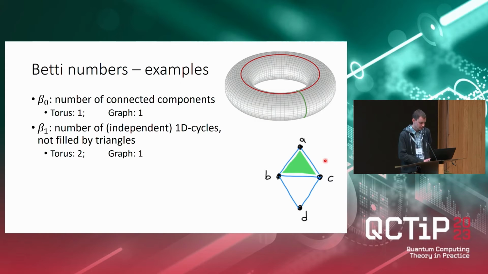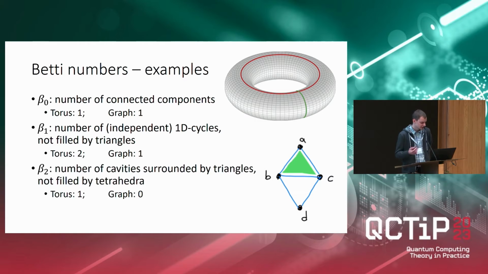And in our little example here, this triangle is filled by a triangle, so this is not a hole. But the BCD triangle is not filled, so this is a hole. So the first Betti number is 1. And then there's a second Betti number, which is the 2-dimensional holes, meaning cavities that are surrounded by triangles. So the torus itself is a big cavity, like inside the donut. So it means that the second Betti number is 1, and in the graph, we don't even have enough triangles to have any cavities, so the second Betti number is 0.